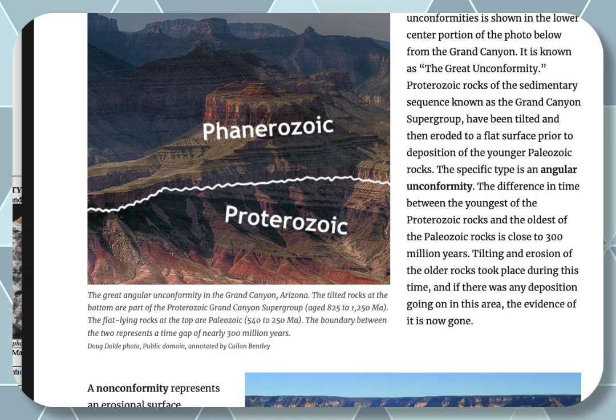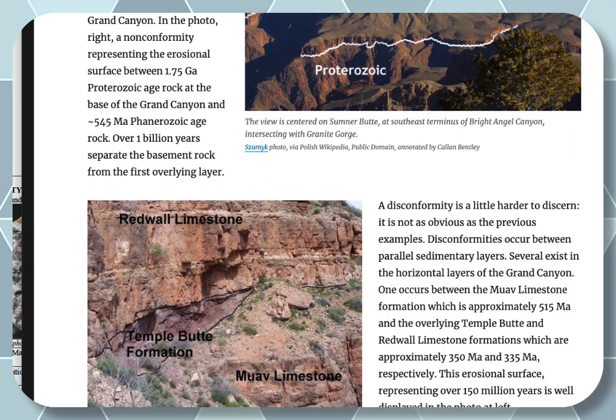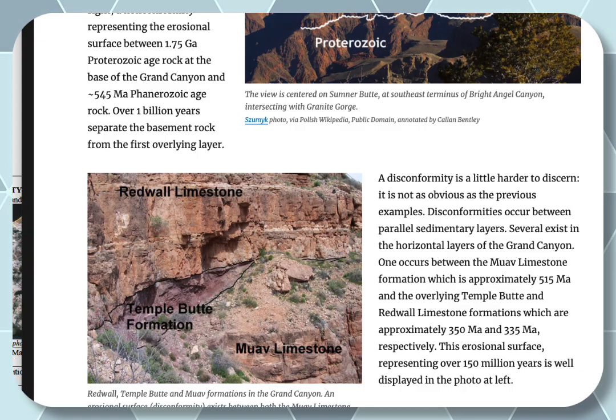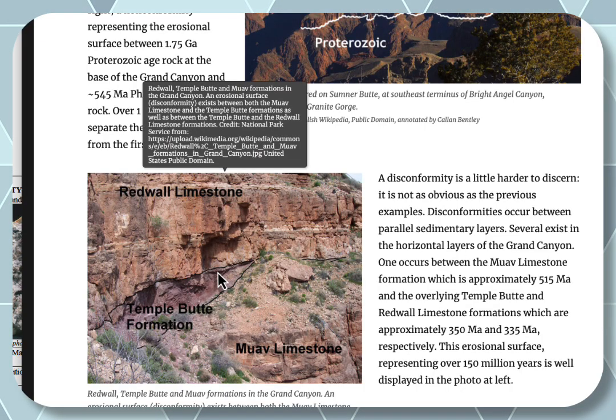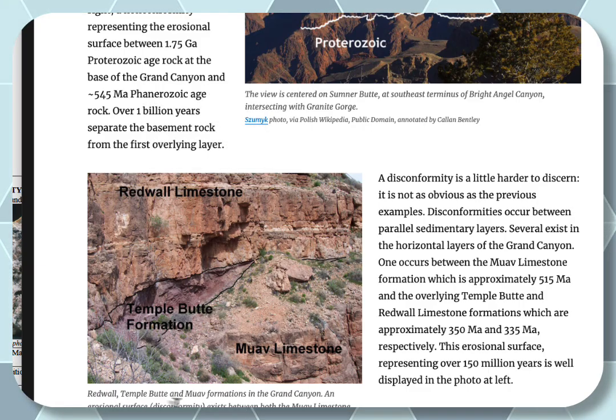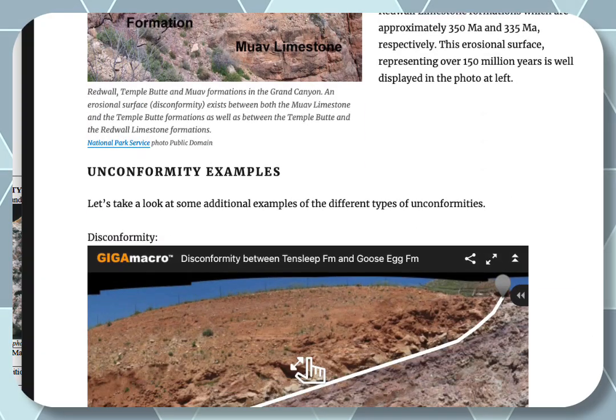And so let's see if I can find, yeah, so here's the Temple Butte Formation and the Mauve Limestone. There's usually a disconformity between these units here. Yeah, disconformity. They do have it right in there. I know that from my studying of the Grand Canyon.